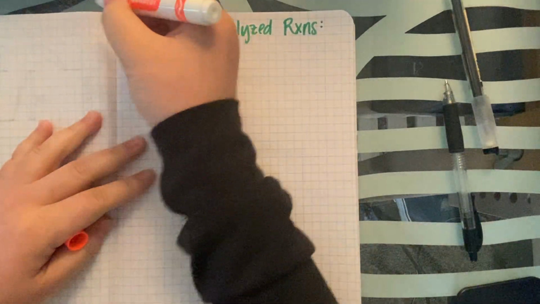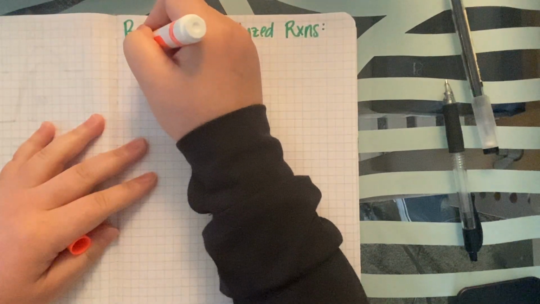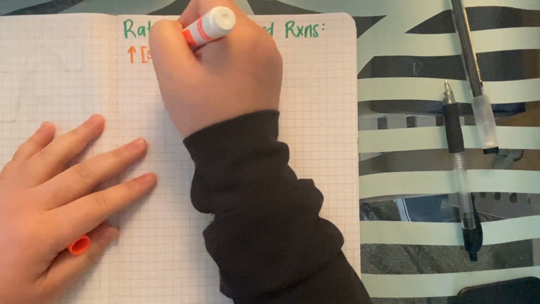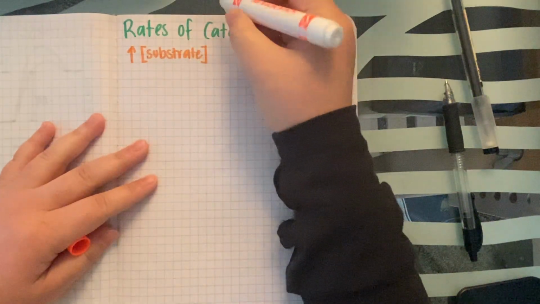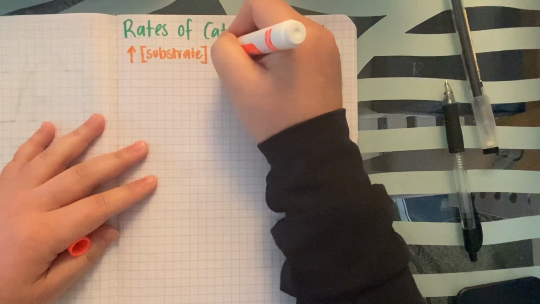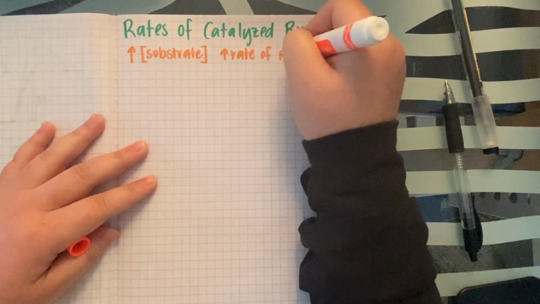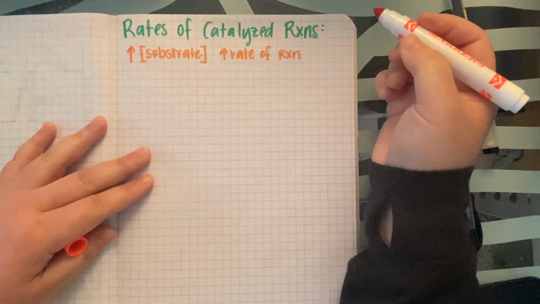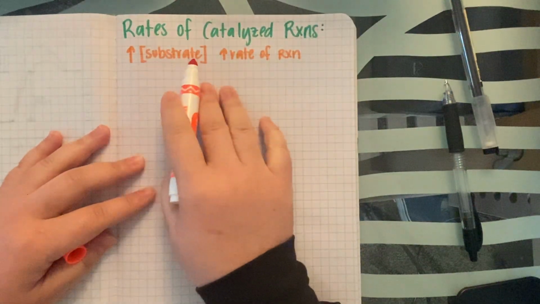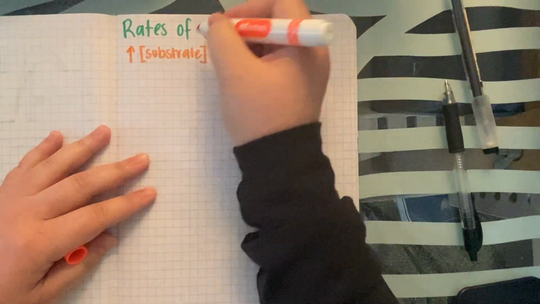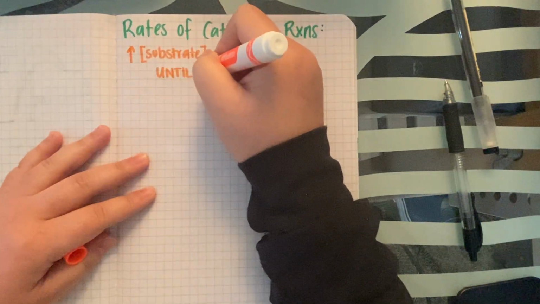So general rule, as you increase, can you see that color? Increase the concentration of your substrate or your reactants. That's going to lead to an increase in your rate of reaction. But not forever. It's only going to go to a point. So increasing substrate will cause an increased rate of reaction until the enzymes are saturated.